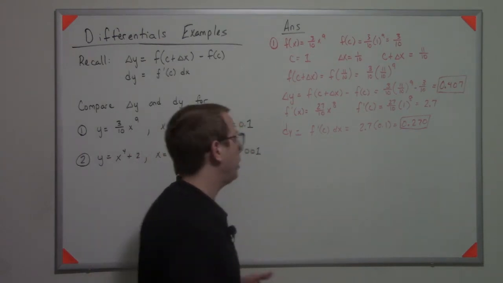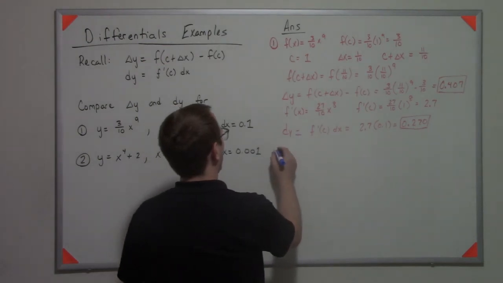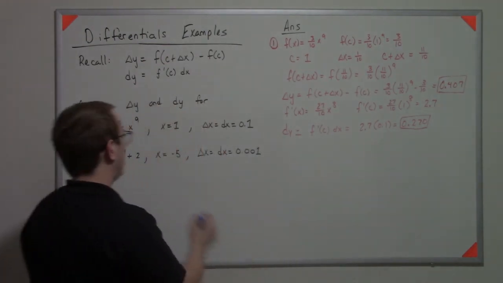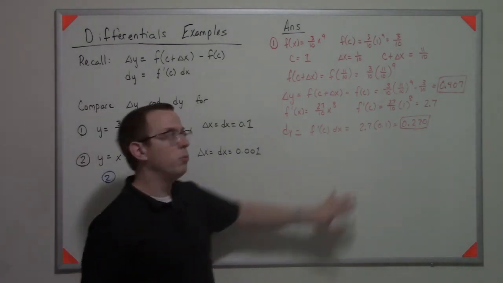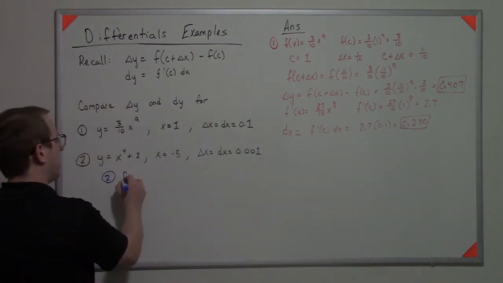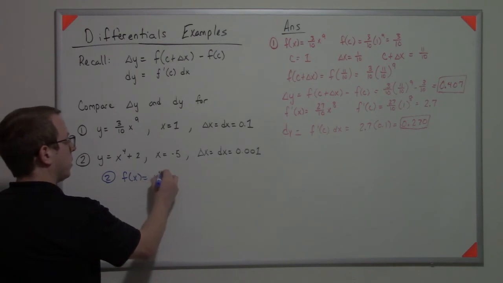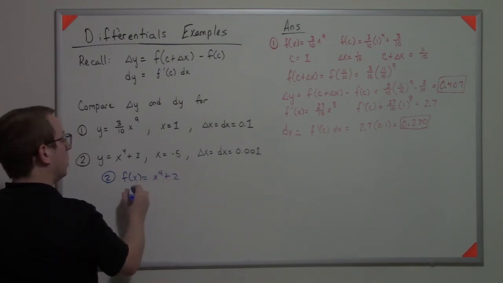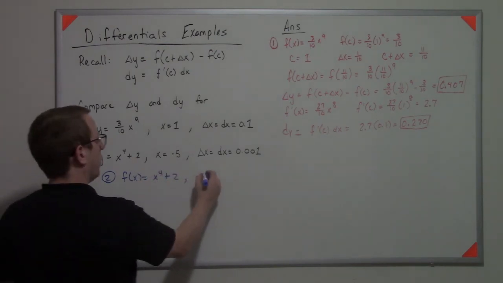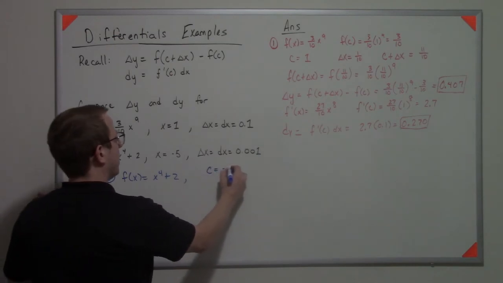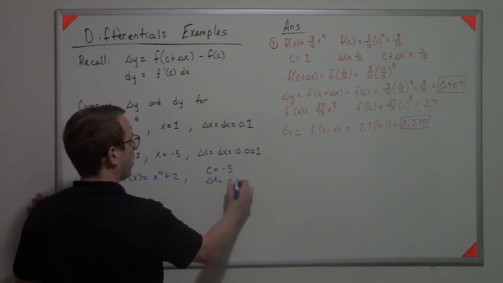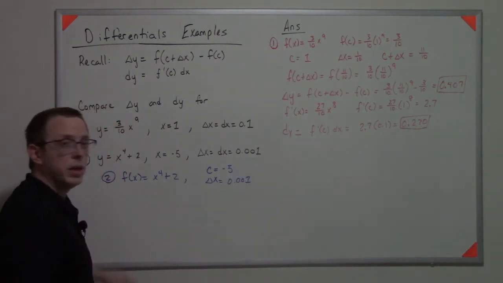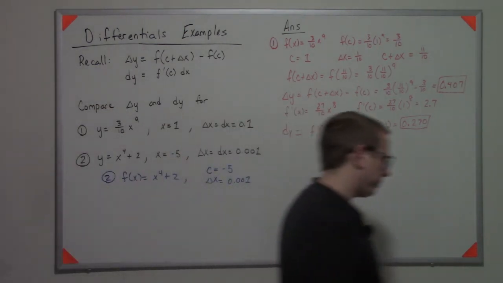Anyway, let's take a look at the next problem over here. I'm going to use this part of the board because I don't know if I'm going to run out of room. In this case, f of x is x to the fourth plus 2. I know that c is -5. I know that delta x is 0.001. So it's a very small step size.